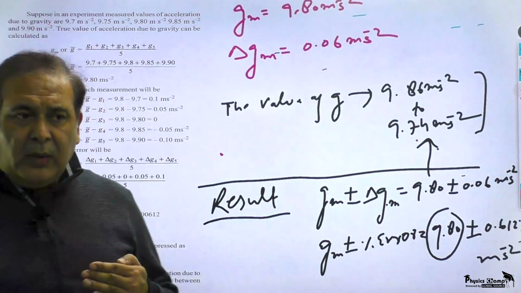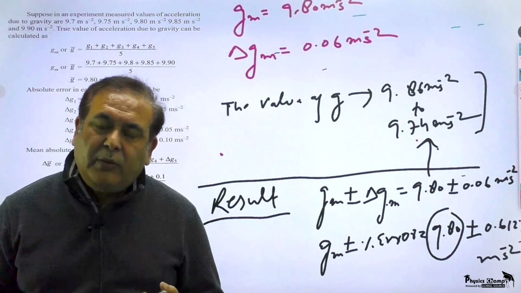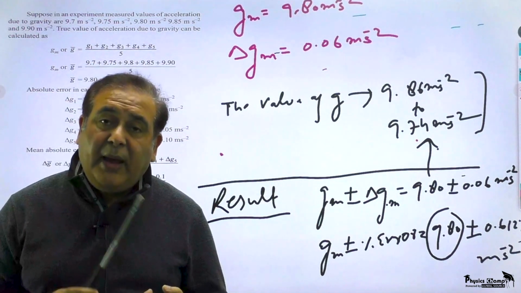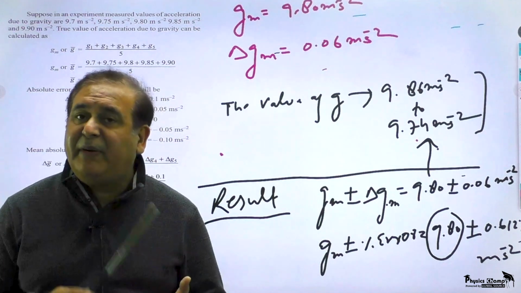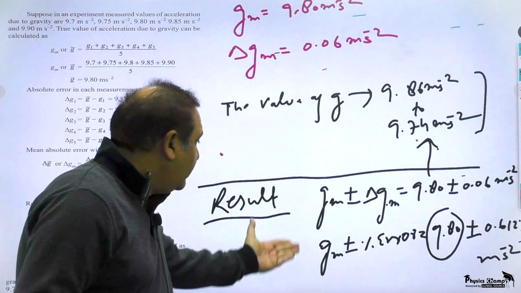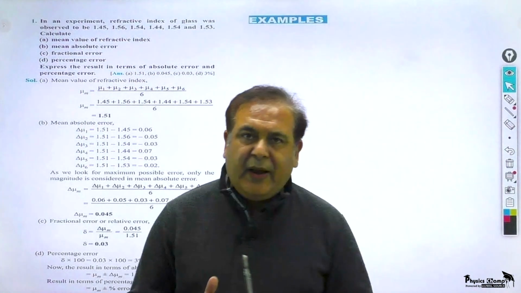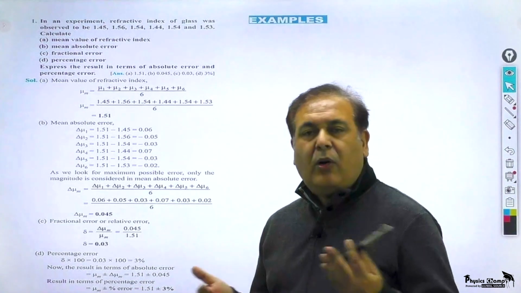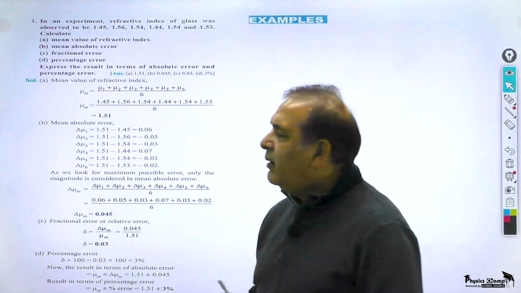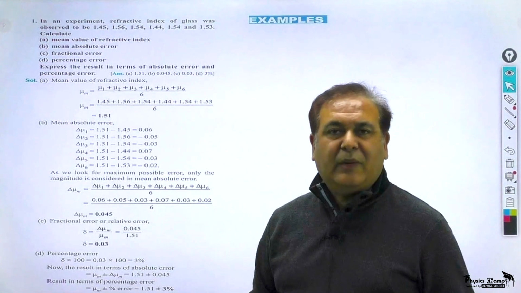So that's how we have the meaning of mean value, true value, errors, absolute error, mean absolute error, relative error, percentage error, and that's how we represent our result. Now on similar lines, as we have calculated acceleration due to gravity, the mean absolute error, the relative error and percentage error, let's do one more example for a little more practice.